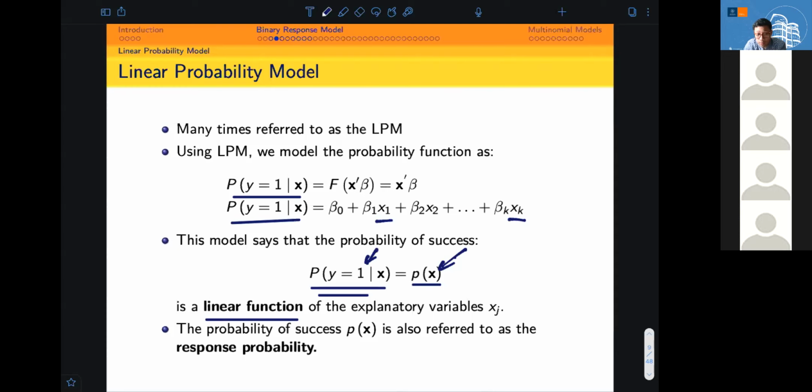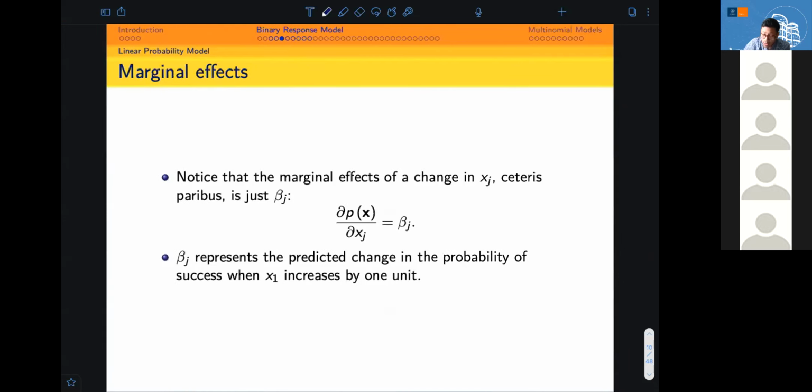So it's a model which suggests that the response probability, or the probability of success, is a linear function of all the explanatory variables in the model. Now, given that we have a linear function, the marginal effect of a change in one of the explanatory variables xj is going to be quite straightforward. In particular, the marginal effect of a change in xj is just going to be beta j.